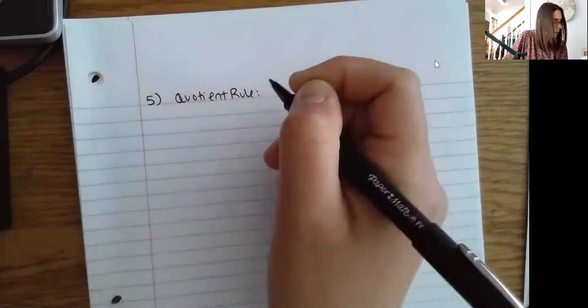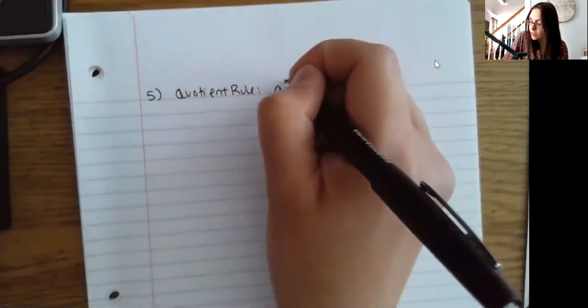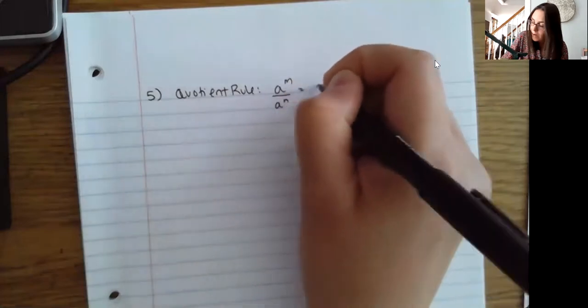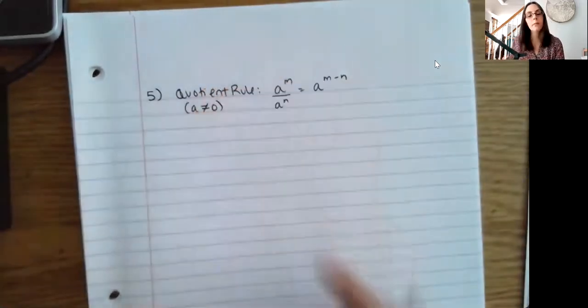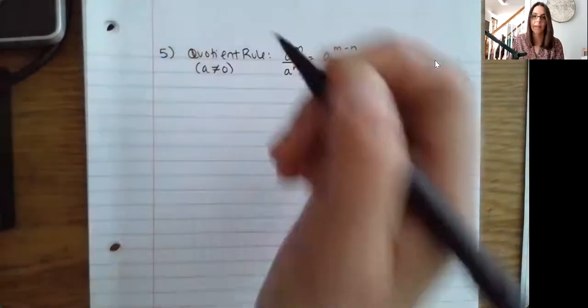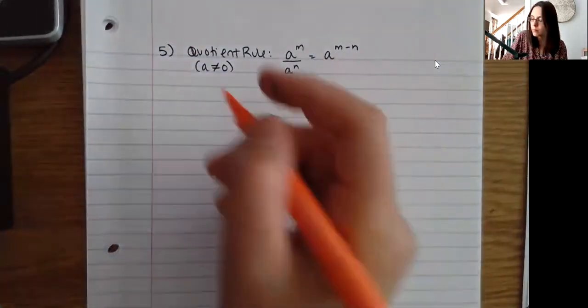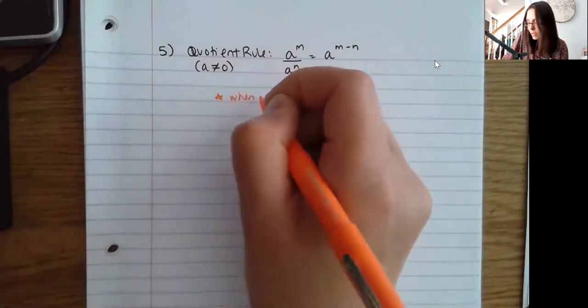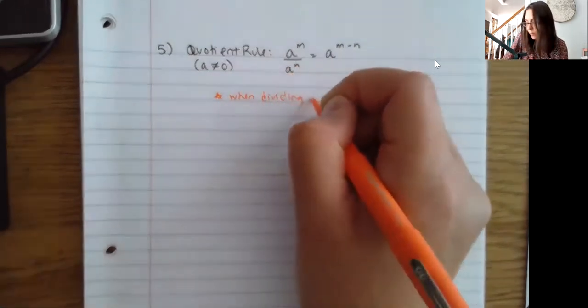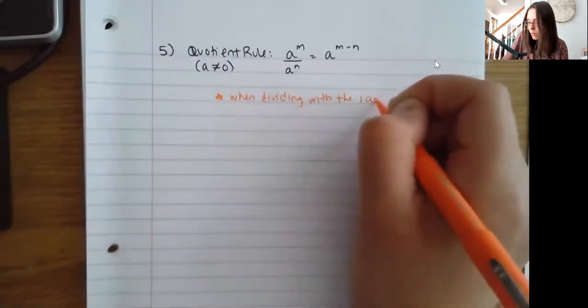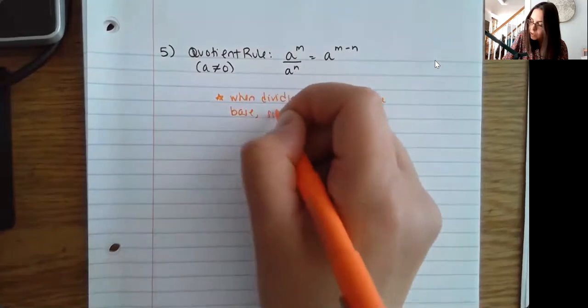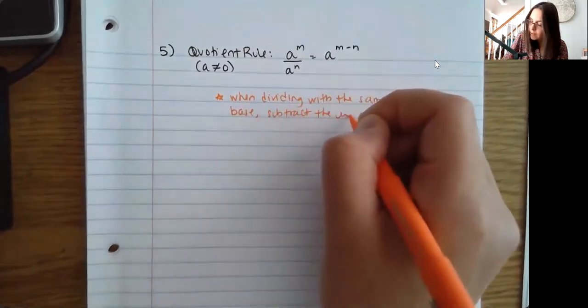All right, we're on number 5. We also have the quotient rule. This is the one where you have the same bases and you're dividing, and you subtract your exponents. And again, we have to make sure that a is not 0, so we're not dividing by 0 here. So when dividing with the same base, we can just subtract the exponents.